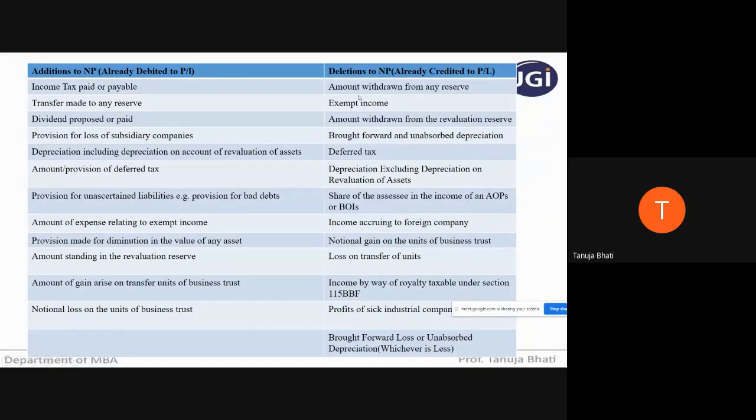Deductions from net profit are the amount withdrawn from any reserve, any exempt income, and brought forward losses or unabsorbed depreciation, whichever is less. Depreciation, excluding depreciation on revaluation of assets, has to be reduced from the net profit, and so on. So these are some fixed list of items that have to be added and deleted from the net profit in order to arrive at the book profit.